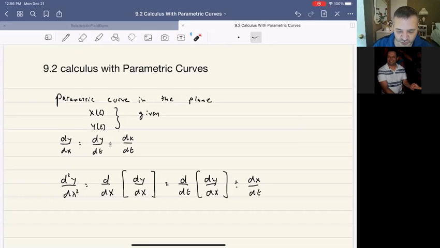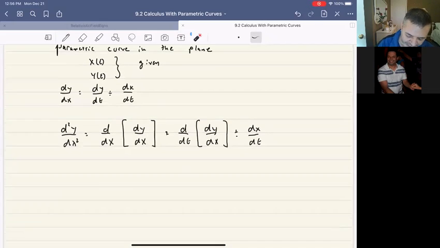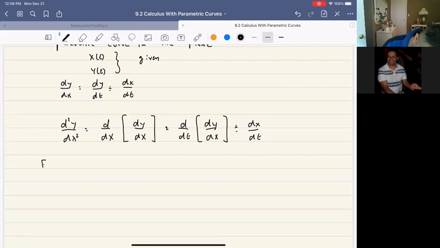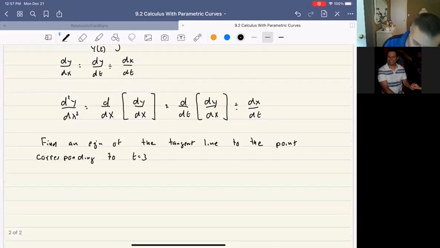Let's find the equation of the tangent line to the point corresponding to t equals 3, and we're given x of t equals 2t² + 1, y of t equals 1/3 t³ minus t.